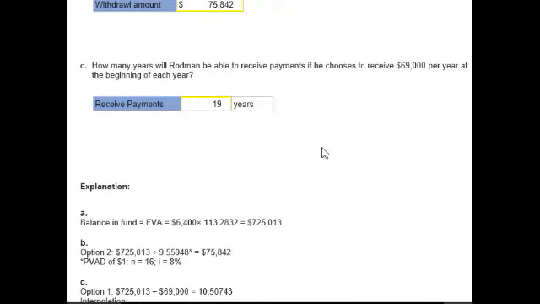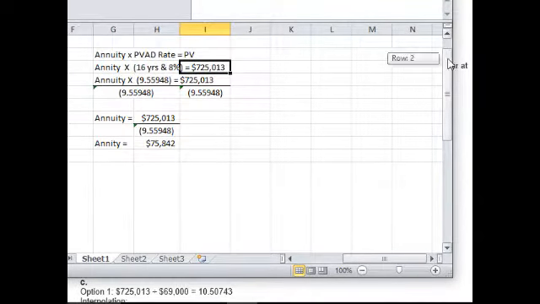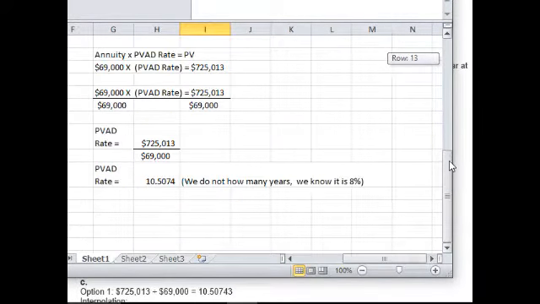Now the third one is a little more complex. It's talking about the same situation, except that this time they gave you the annuity, and instead, you don't know how many years. So what you do is you set up the same formula. Here, this is the old formula, and here down below is my new formula. This is the same formula, right? Annuity times the rate I'm going to find from this table should equal the present value.